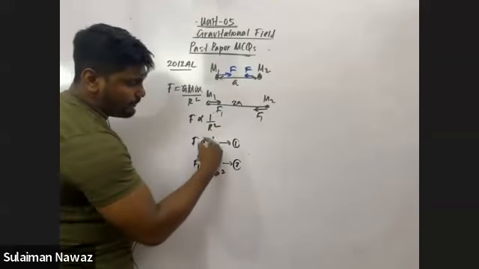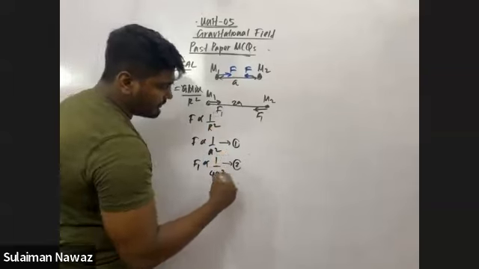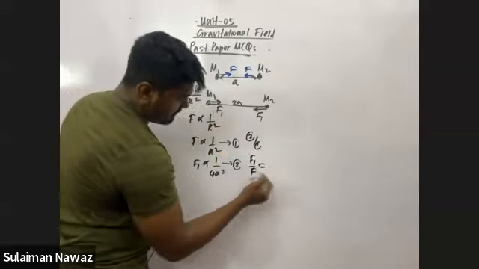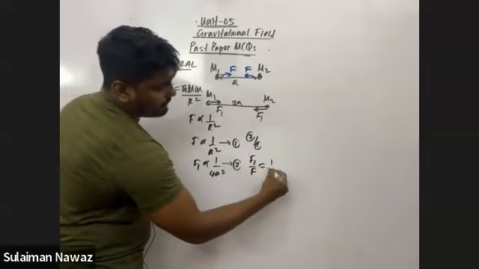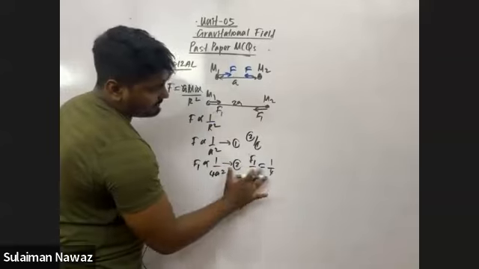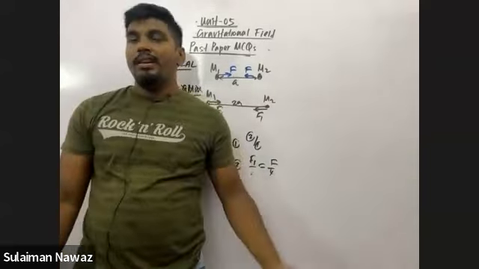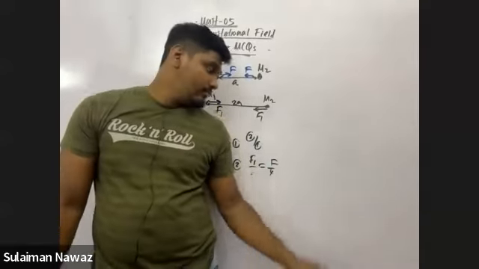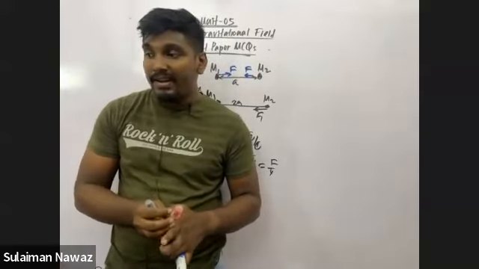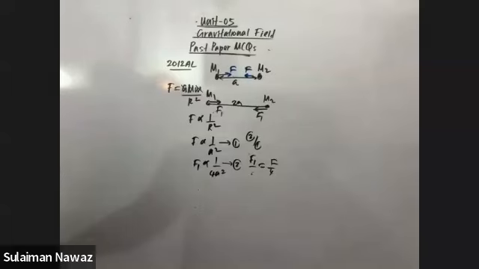Then if you divide 2 by 1, what will I get? F1 over F equals what? 1 over 4. So F1 equals F over 4. What is the factor? Decreased by the factor of 4. You understand? It's decreasing by the factor of 4. How many of you understand what I'm saying? Raise your hand. Understood.